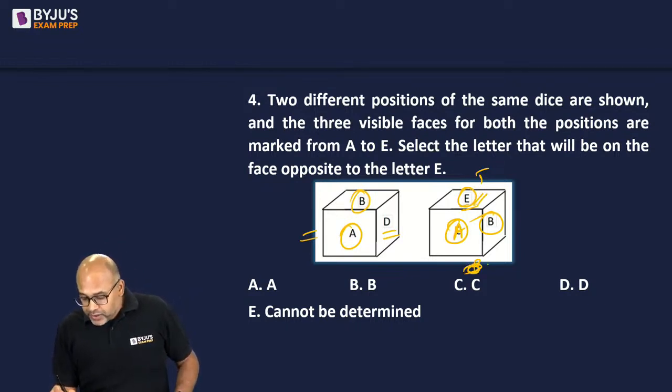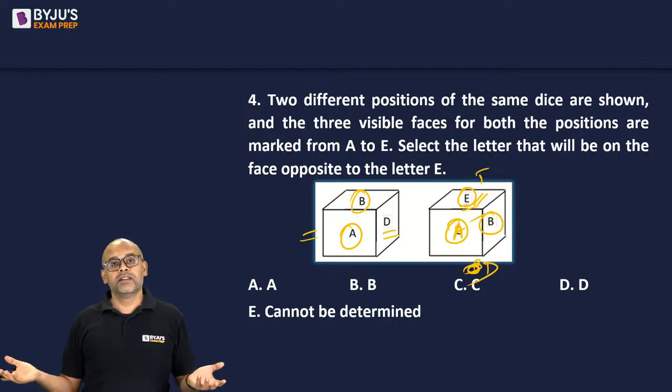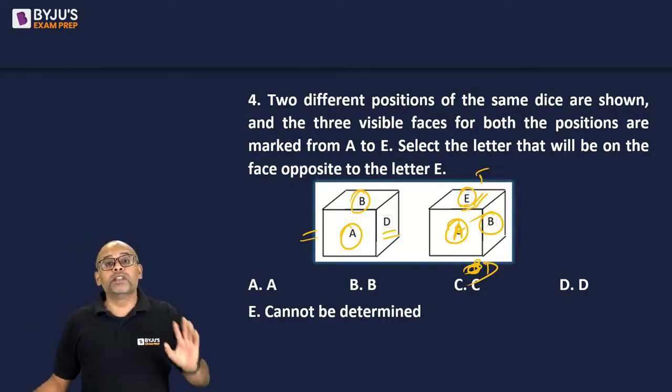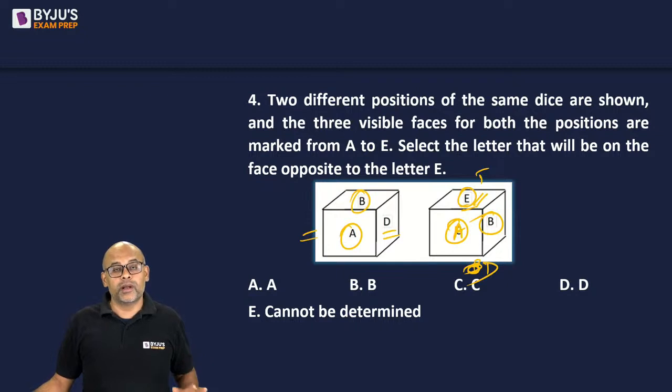So what should this be? This should be your D. That's it. So if two sides are common, it's even easier. It's very, very easy. You don't have to worry too much about it at all. Is that clear, Sachin?